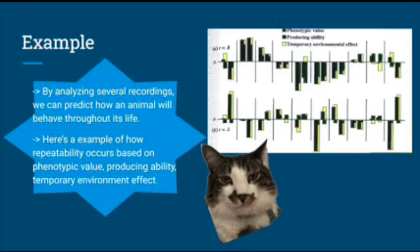Okay, so for example, for repeatability, by analyzing several recordings, we can predict how an animal will behave throughout its life. Here's an example of how repeatability occurs based on phenotype value, producing ability, and temporary environmental effect in the example next to it. High repeatability can be beneficial for achieving specific breeding goals, but there are risks: reducing genetic diversity, inbreeding risk, and lack of adaptability.